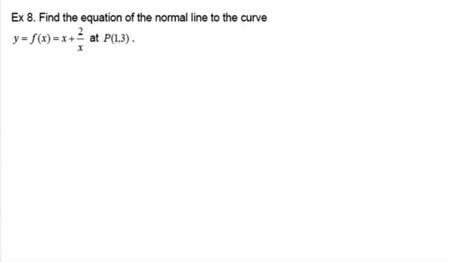Find the equation of the normal line to the curve f(x) = x + 2/x at the point (1, 3). We're going to talk more about normal lines and tangent lines when we look at vectors, but you do have the diagram there to refer to. The normal line is just a line that is perpendicular to the tangent line.